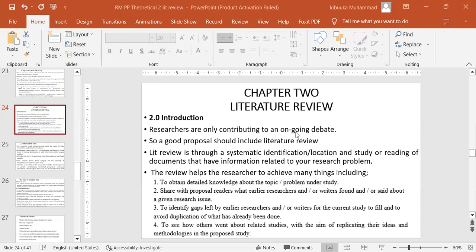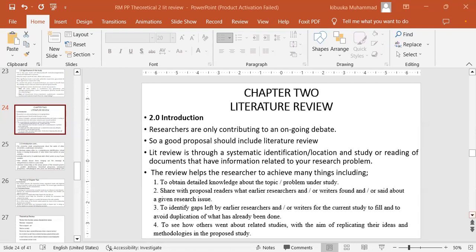Therefore, you are not the first to do a study on that topic. You are not even the last. Other people will continue to do research. So once you know this, it will help you not to feel so proud when you are writing, and it will help you recognize that you are a contributor, and therefore you would wish to hear from what others say. That is a key point which I think we have to take before we continue.